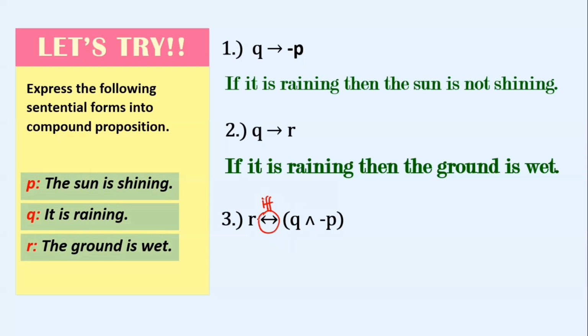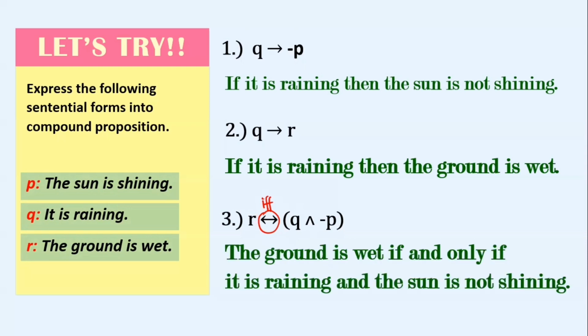Okay, so ibig sabihin, yung R natin ay the ground is wet, if and only if, ito po yung ating connector. Ayan. And then ito ay naka-parenthesis. So nasaan? It is raining, ito yung Q. Yung and natin, yung symbol na inverted na V. The sun is not shining. So naka-negate yung P natin. Okay, so the ground is wet if and only if it is raining and the sun is not shining. Okay?